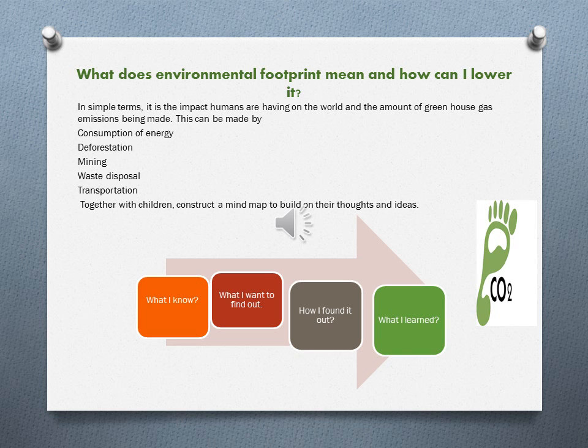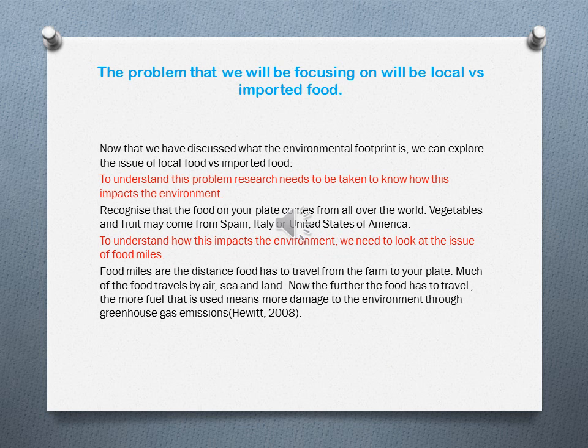Together with children, we need to understand what they know and their thoughts and ideas. This can be done through a mind map. The problem that we will be trying to solve will be local versus imported food. To understand this problem, research needs to be taken to know how this impacts the environment.